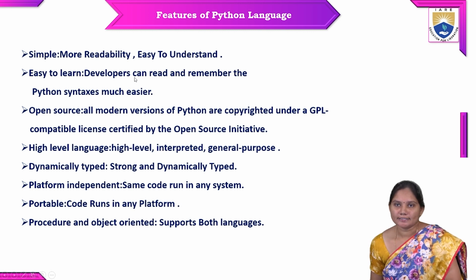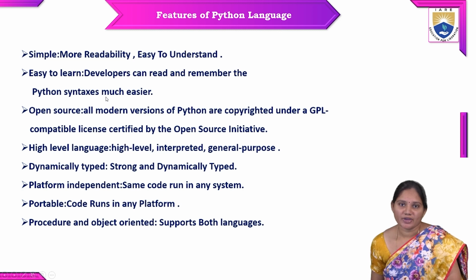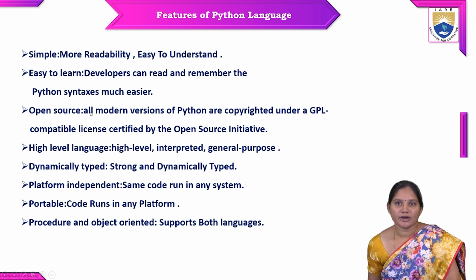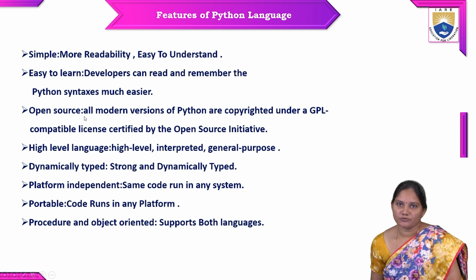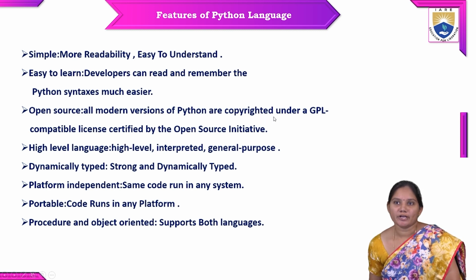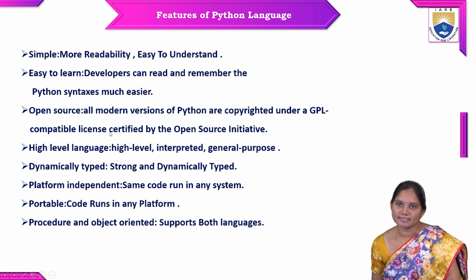Short code, easy to understand and easy to remember. The Python syntax is very much easier. And the next one is open source. Python is open source software. We can get the software from the site www.python.org. That's why it is open source software, freely downloadable software. All modern versions of Python are copyrighted under a GPL compatible license certified by the Open Source Initiative.